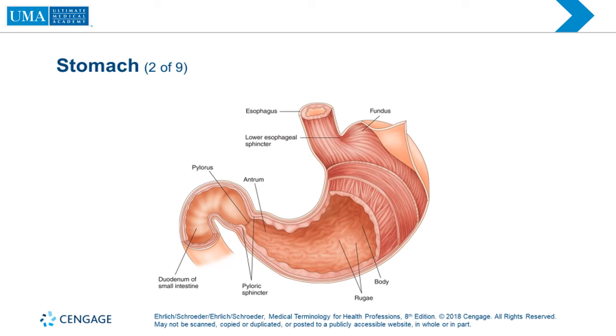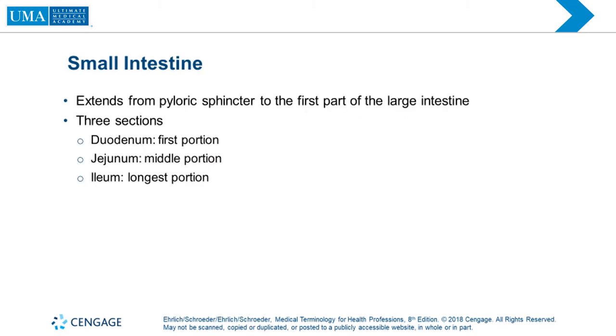Now, as we begin to enter the small intestine, take note of the structure here at the end, the duodenum. This would be the beginning of the small intestine. The small intestine would extend from our pyloric sphincter to the first part of our large intestine. You'll notice that it's a coiled organ, and it normally spans about 20 feet in length, and it consists of 3 sections. And in these sections would be where the food is digested and the nutrients are absorbed into our bloodstream.